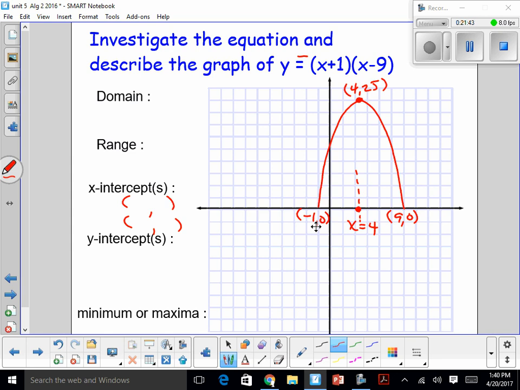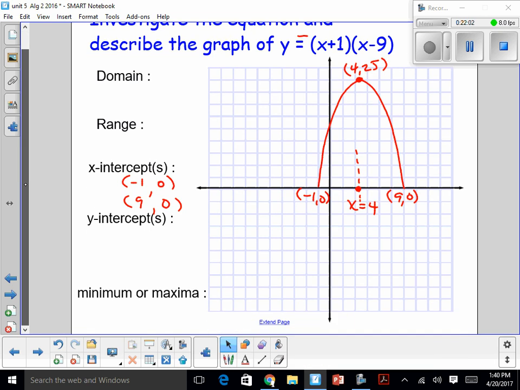Hey, Thomas, if I'm writing these in, here comes 1 comma 0. They were my x-intercepts. I'm going to circle the maxima. Circle maxima. And my maximum is 4, 25.